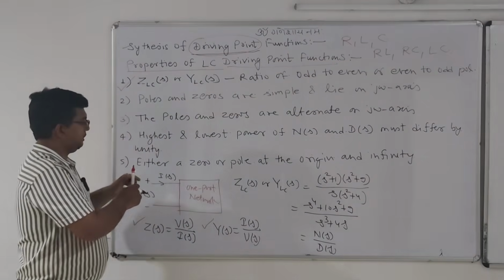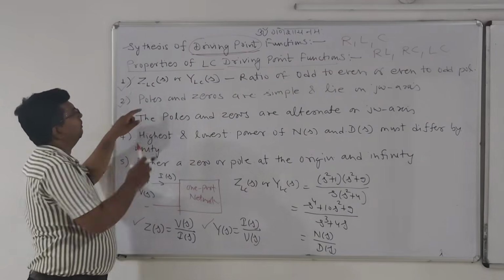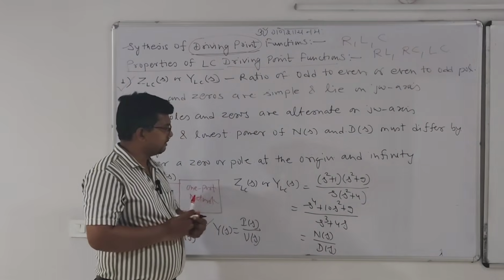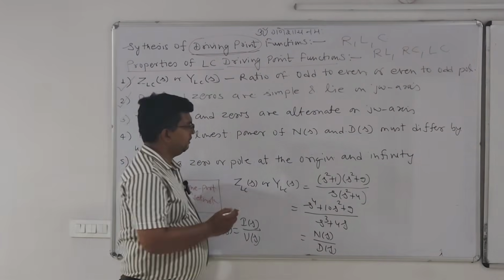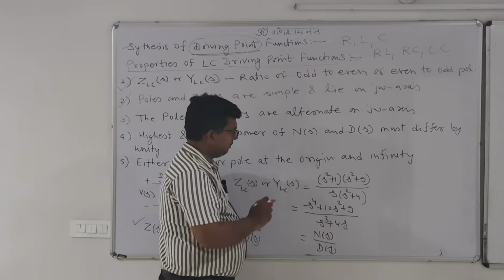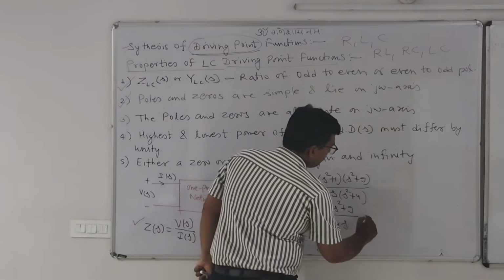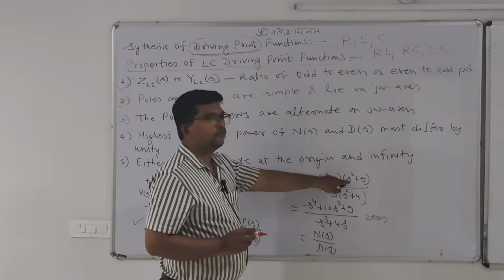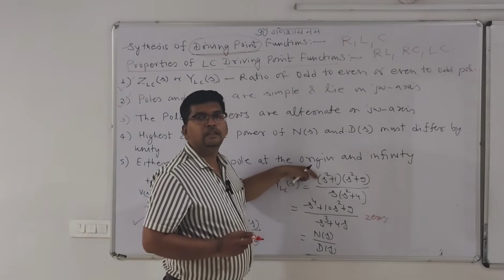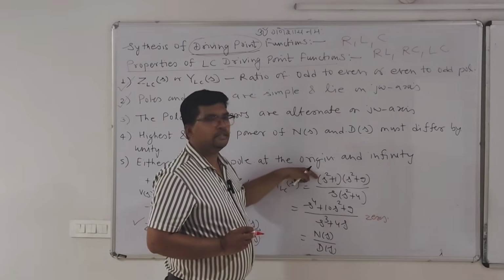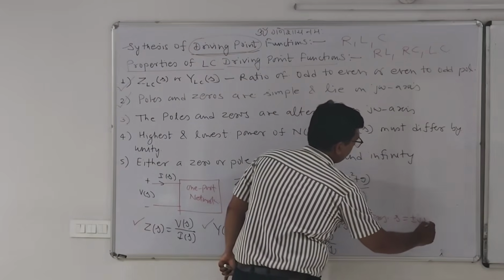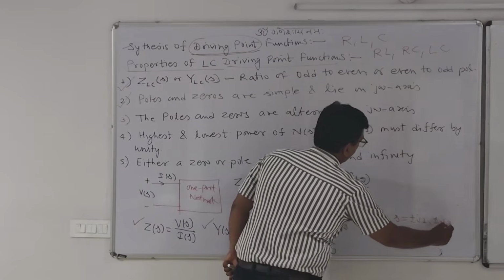Now what is the second point? The poles and zeros are simple and they lie on the j omega axis. Now what do we mean by this? For example, in this case, what are the zeros? There are four zeros, because the location of the roots of the numerator represents the zeros. How many zeros? There are four, that is plus minus j1, plus minus j3.